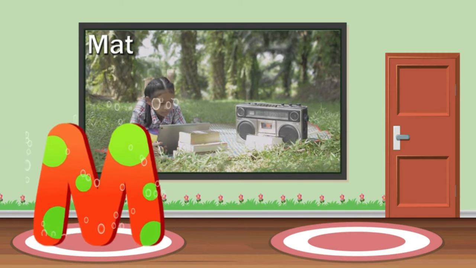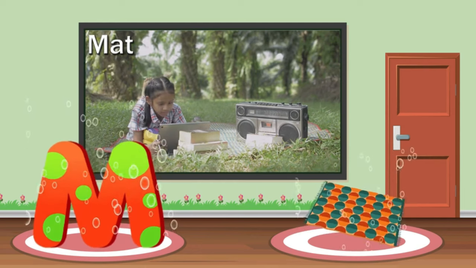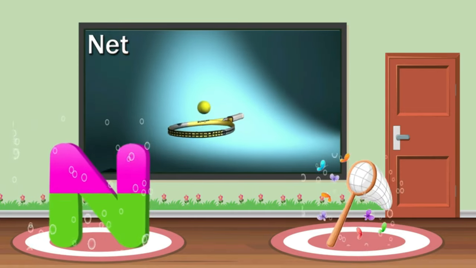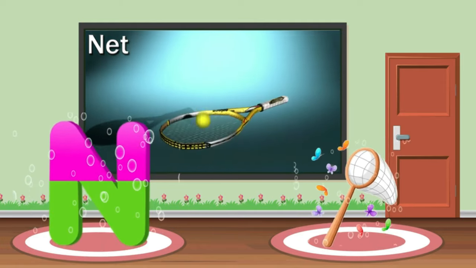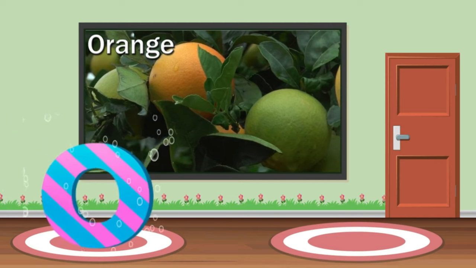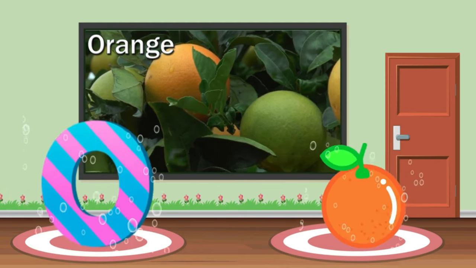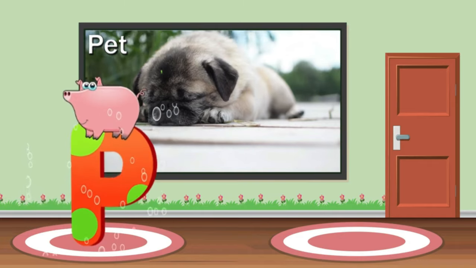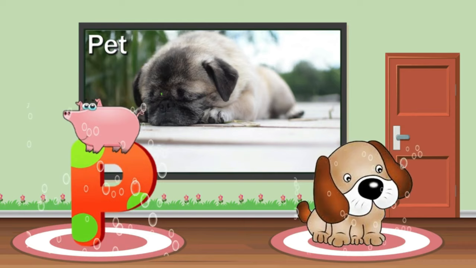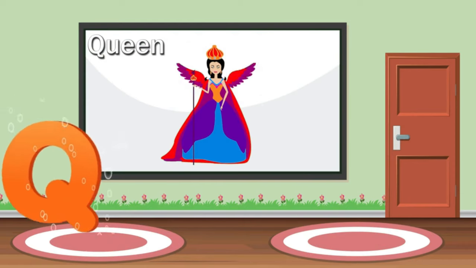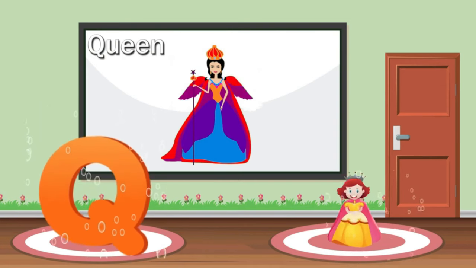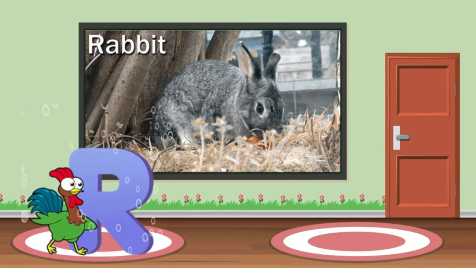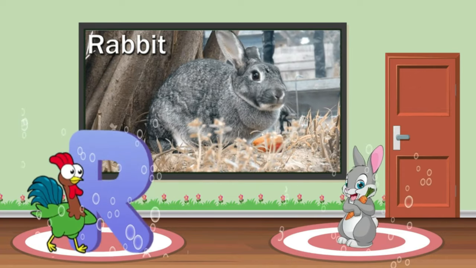M is for mat. M, m, mat. N is for net. N, n, net. O is for orange. O, o, orange. P is for pet. P, p, pet. Q is for queen. Q, q, queen. R is for r, r, rabbit.